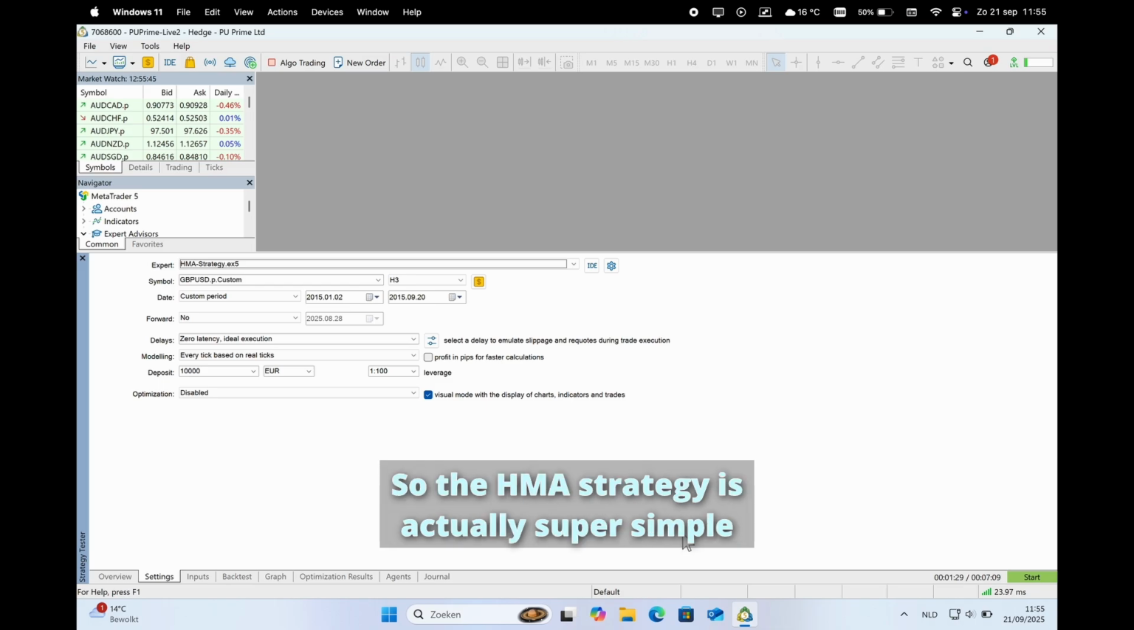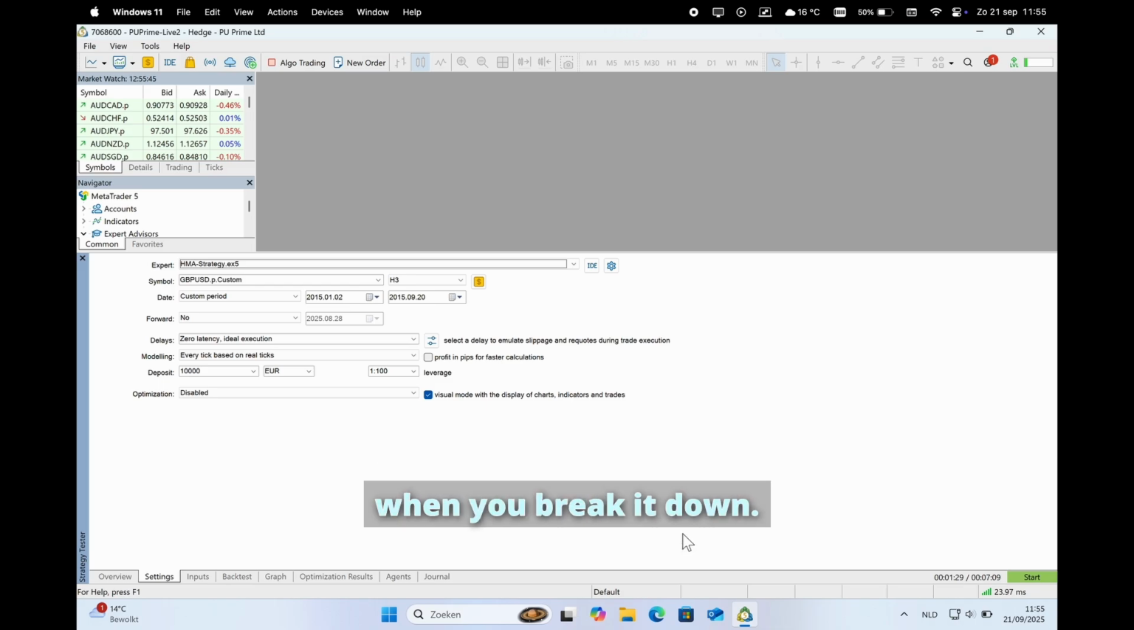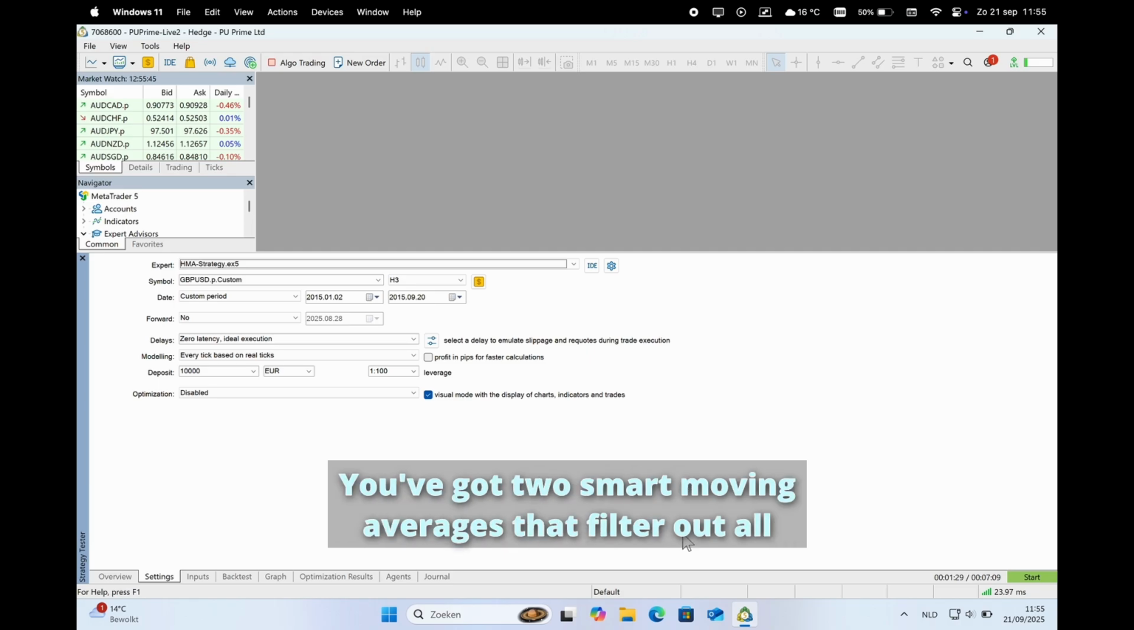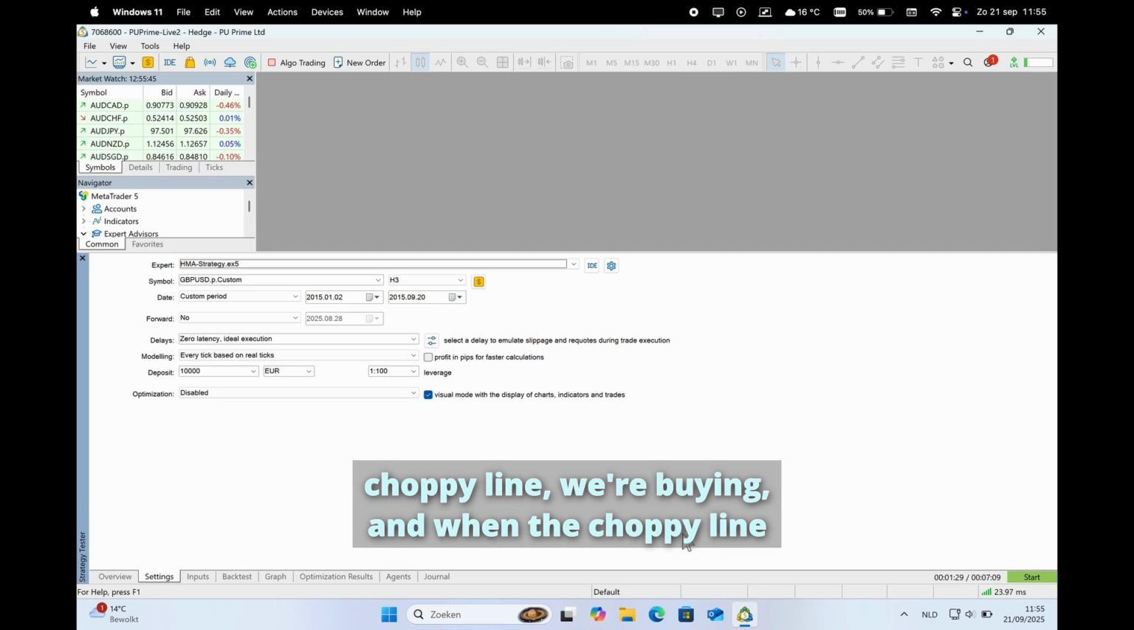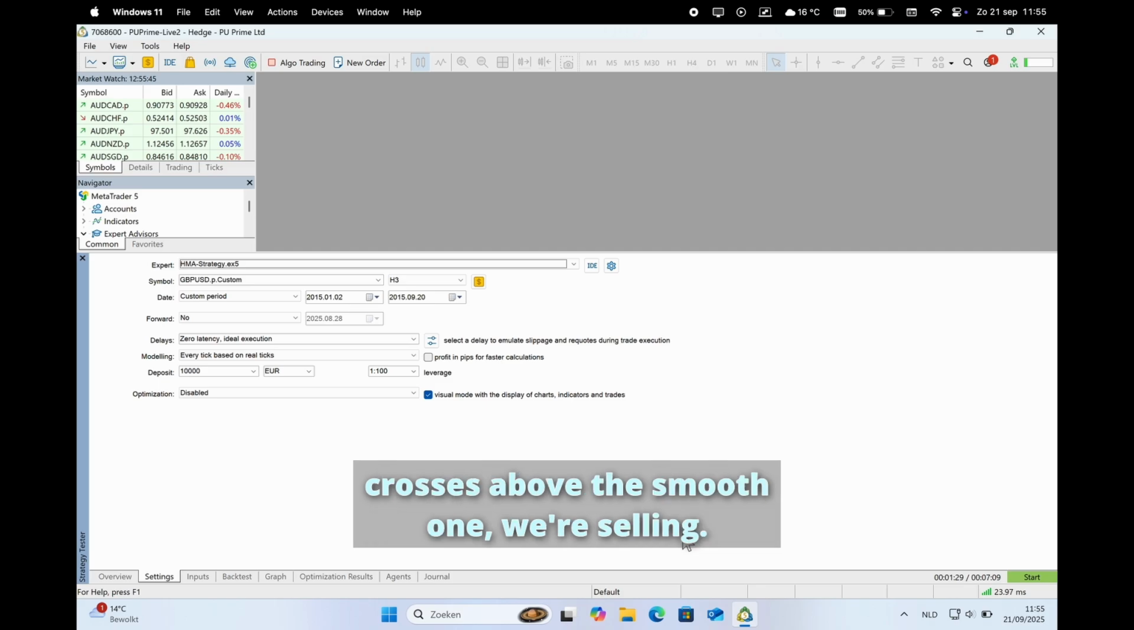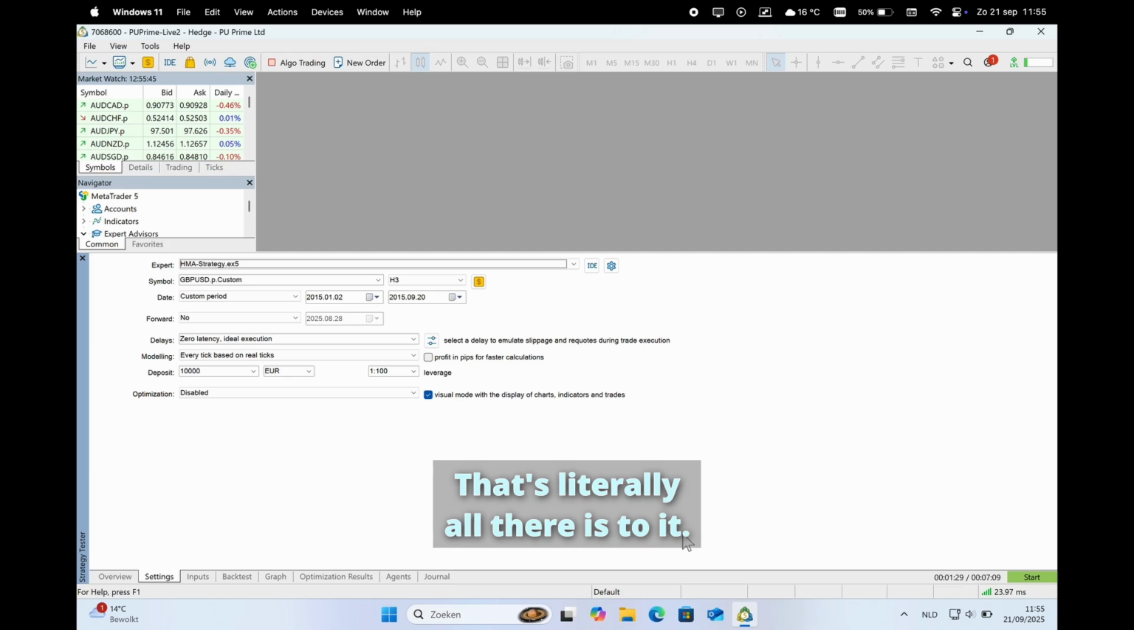So the HMA strategy is actually super simple when you break it down. You've got two smart moving averages that filter out all the market noise, and when the smooth line crosses above the choppy line, we're buying, and when the choppy line crosses above the smooth one, we're selling. That's literally all there is to it.